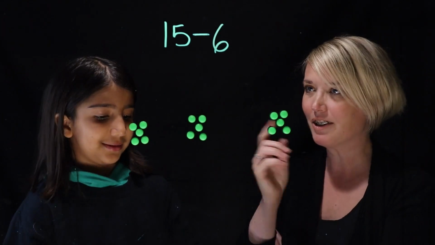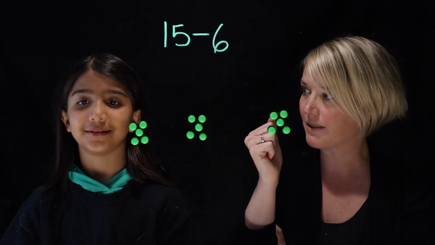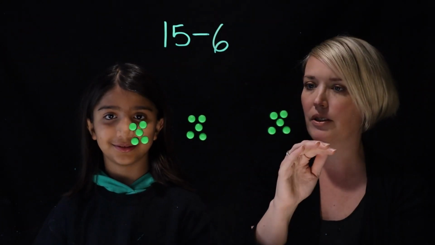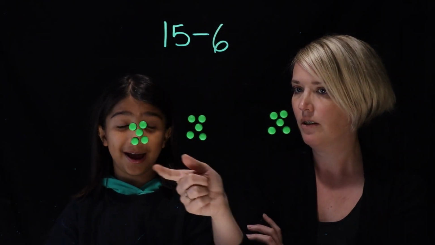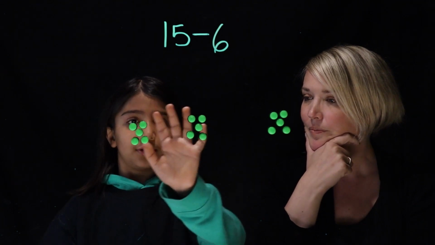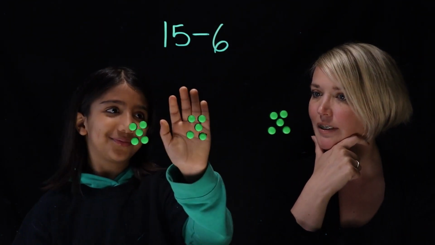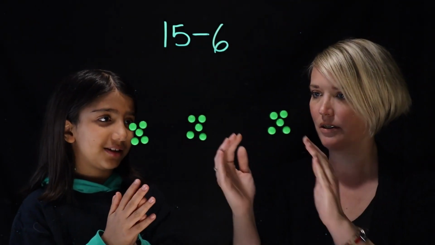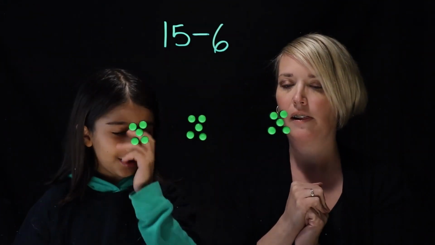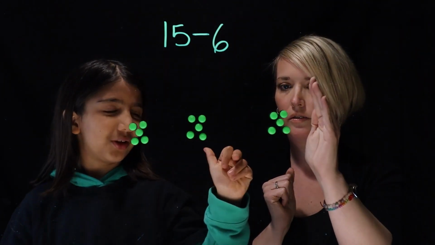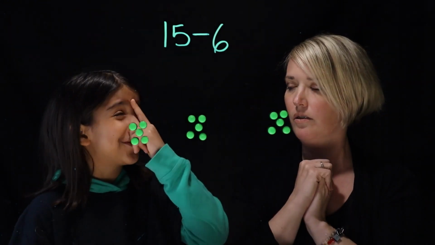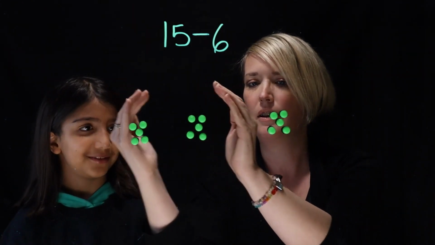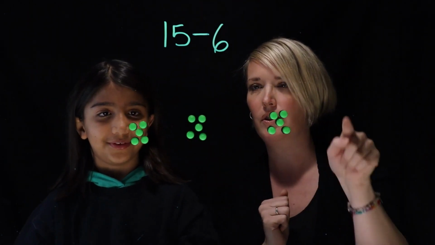Hi everyone. Raha's going to show us how she does 15 minus 6. Okay, because we want to picture these numbers in our head. Is there 15 here? Yeah. How come? Because 5 plus 5 equals 10. So this is 10, okay? And then 10 plus 5 equals 15. Okay, so 10 plus 5 equals 15.